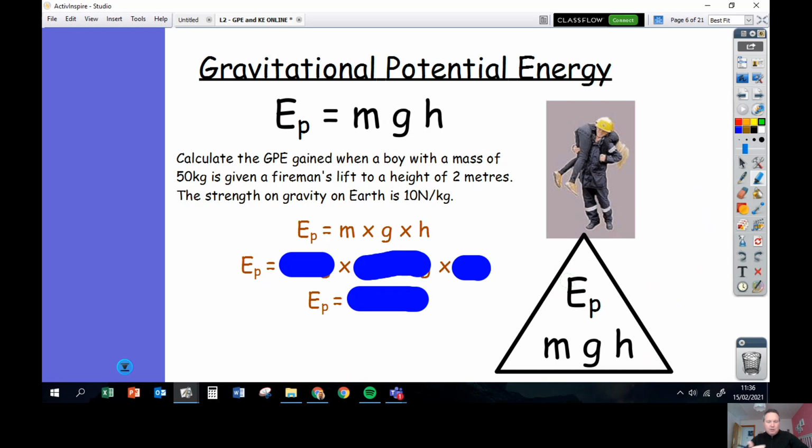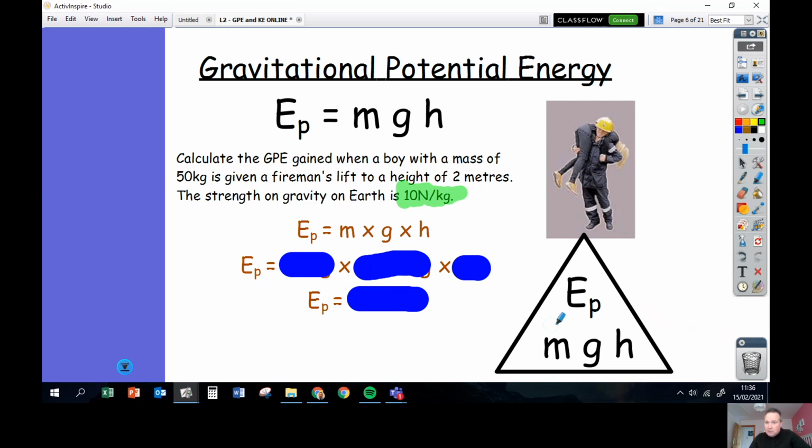The strength of gravity on Earth is 10 newtons per kilogram. It's worth looking at that number, that 10 newtons per kilogram. Whenever we're doing these GPE sums here on Earth, if you're not told the strength of gravity on Earth, you can use the number 10. The strength of gravity on Earth is 10 newtons per kilogram.